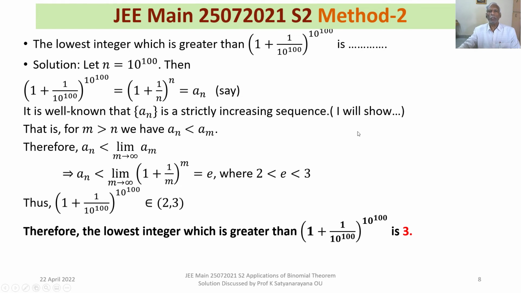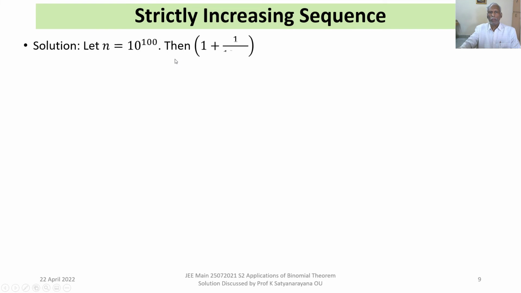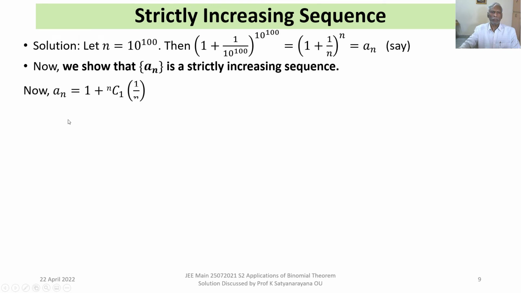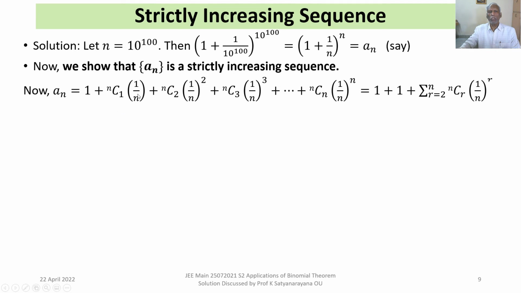Now, I will show you that this sequence a_n is a strictly increasing sequence in the next slide. And we have a_n is (1 plus 1 by n) whole power n. I want to show you a_n is a strictly increasing sequence. We have a_n is 1 plus nC1 into 1 by n plus nC2 into (1 by n) whole square plus etc. plus nCn into (1 by n) whole power n.